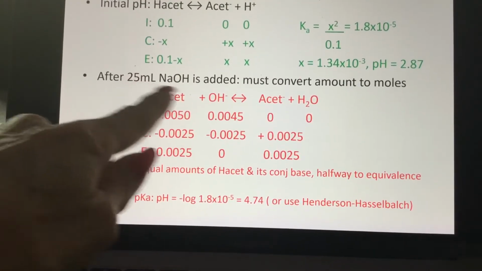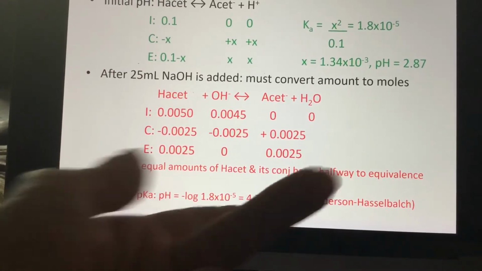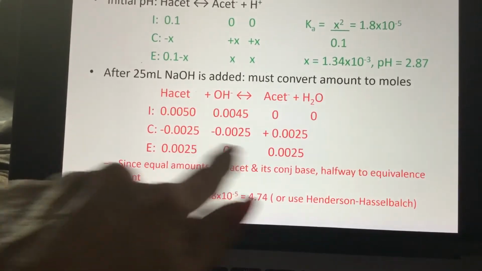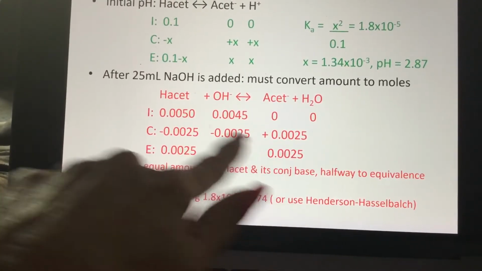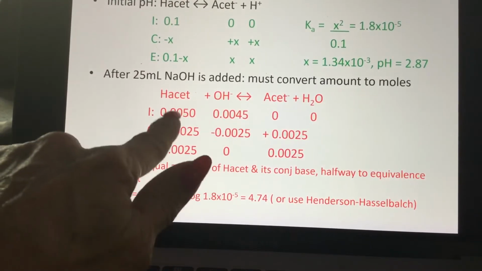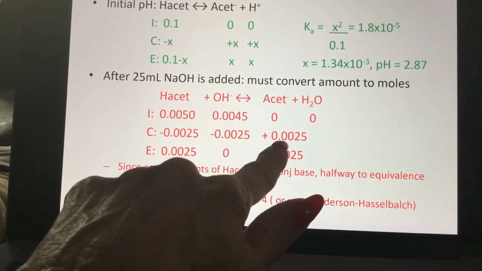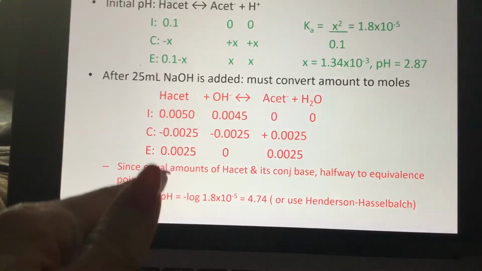But for any amount leading up to the equivalence point, you can just plug it into the Henderson-Hasselbalch equation. The only difference is these two amounts won't be the same. We'll still do the same thing: subtract from the acid and add that amount to the conjugate base.